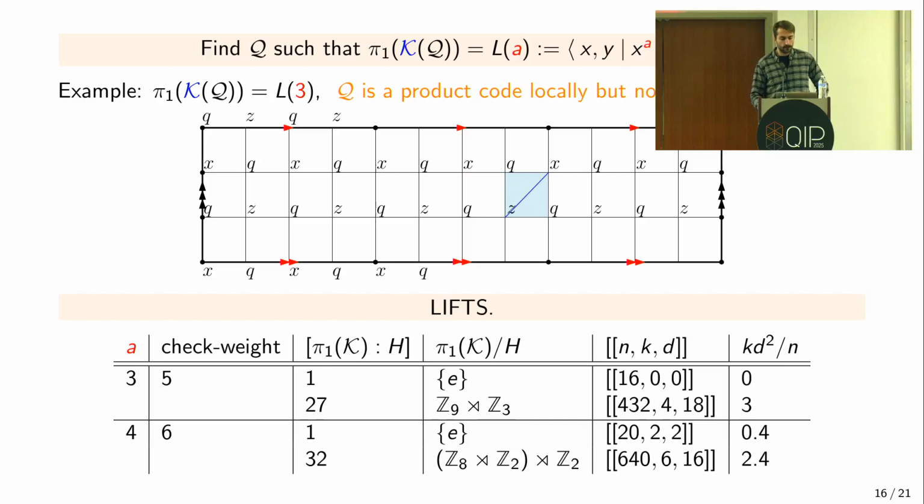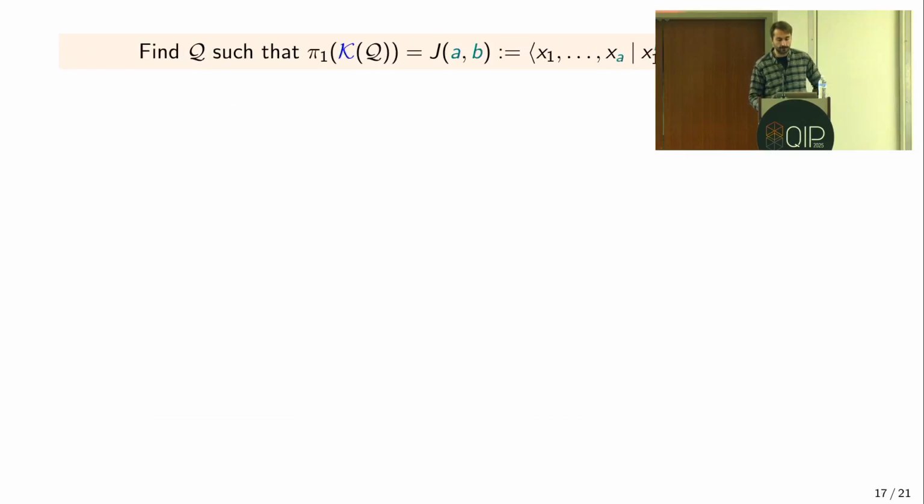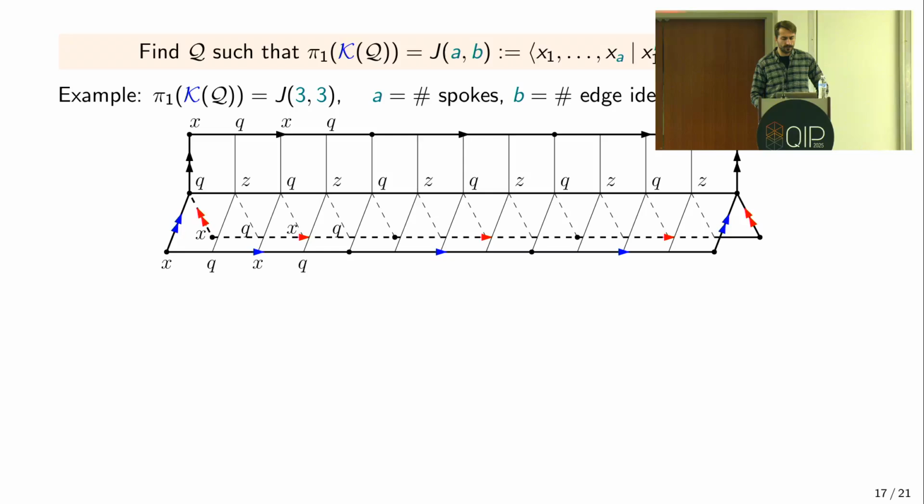Okay, so let's do a second exercise. We'll find the code Q such that the fundamental group of its Tanner-Cohn complex is equal to this group J_AB, which has A generators, and every generator to the power B is equal to the identity. So these are our A minus 1 relations. We have A minus 1 relations of this type. This is an example for A equals B equals 3.